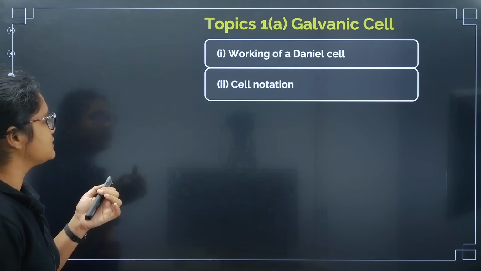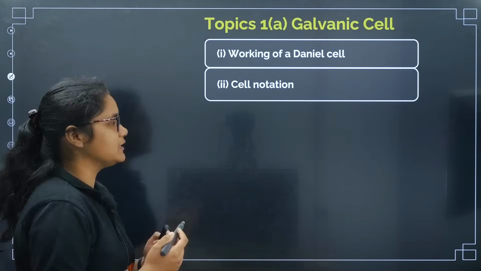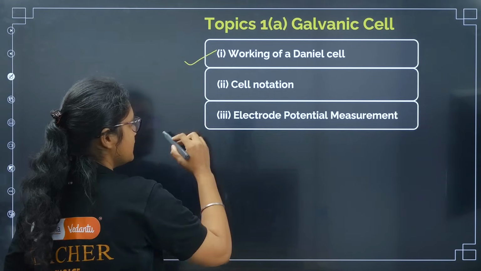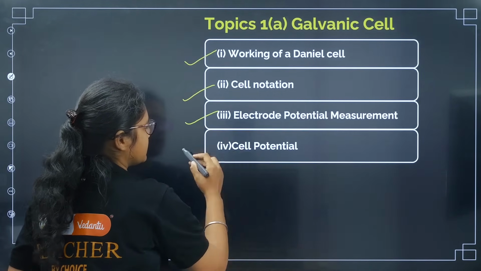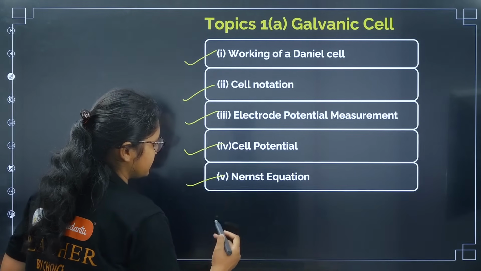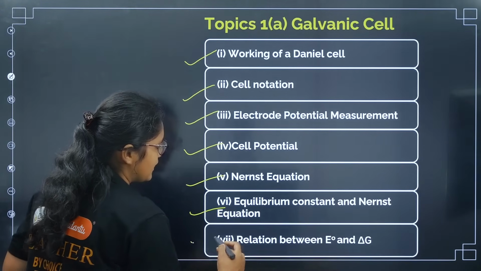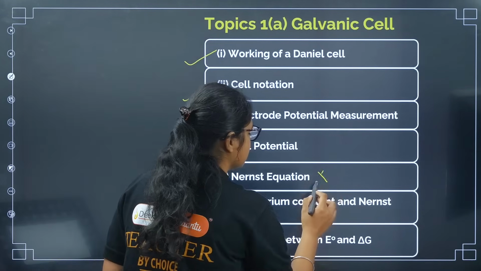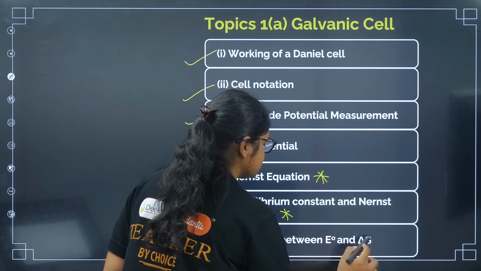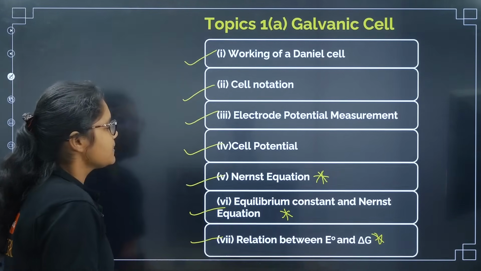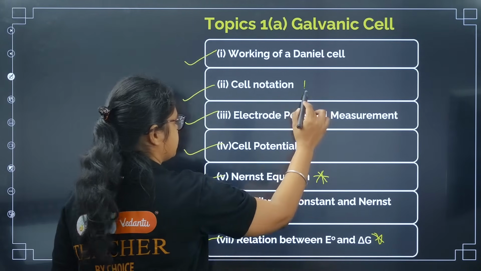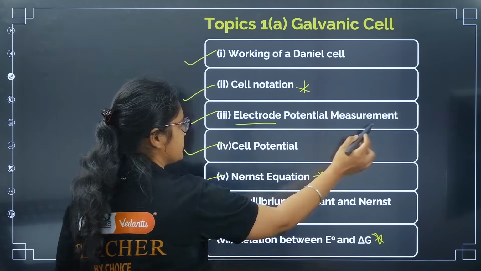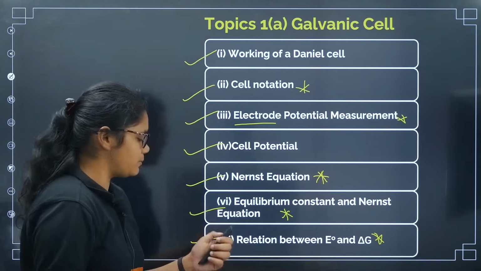We'll go to galvanic cells. What are the topics under galvanic cell? We have the working of a Daniell cell, cell notation, electrode potential, cell potential, Nernst equation, equilibrium constant, and relation between delta E and delta G. Here questions are asked from the Nernst equation, equilibrium constant, and delta E and delta G, and then we have cell notation and electrode potential measurement. These are the important topics here.